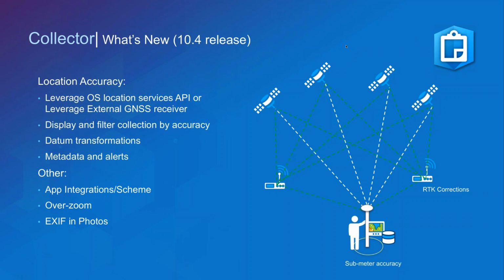Little things we also did included the ability to zoom in as much as you'd like beyond the scale threshold of your base map so that you can see the accuracy to which your GPS receiver is providing. And we've done things to improve the storage of photos, like storing into the EXIF of the photo location and direction information.